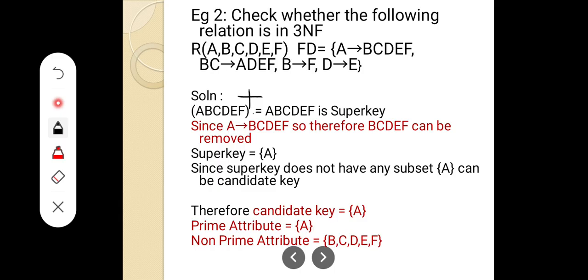Okay, A, B, C, D, E, F, the closure of A is A, B, C, D, E, F, and so this is a super key. Now we can reduce the super key into a minimum super key.